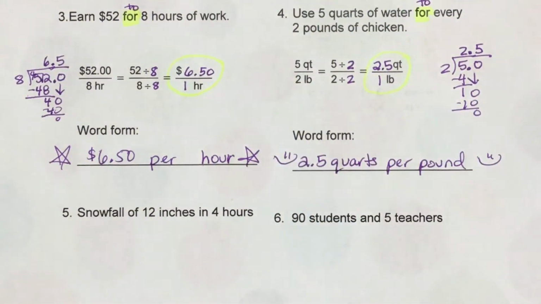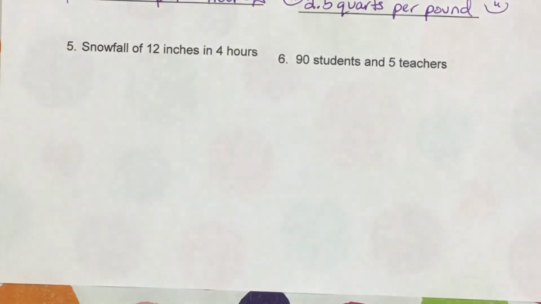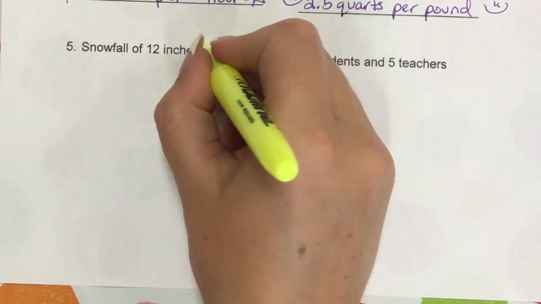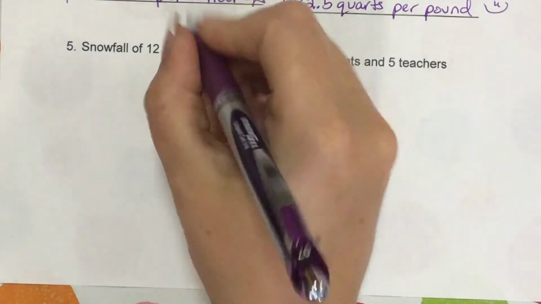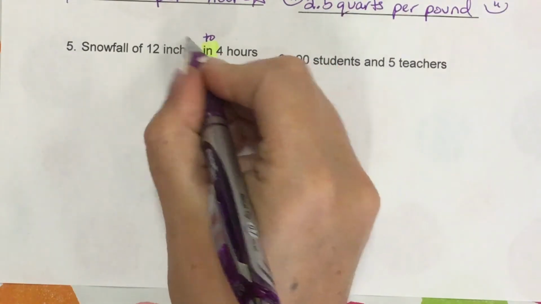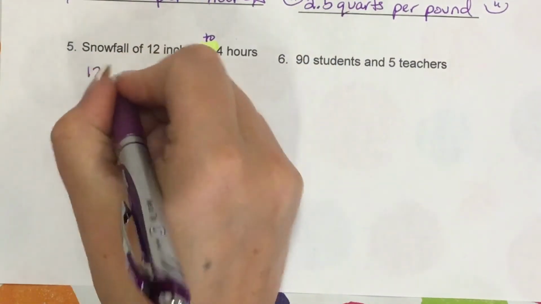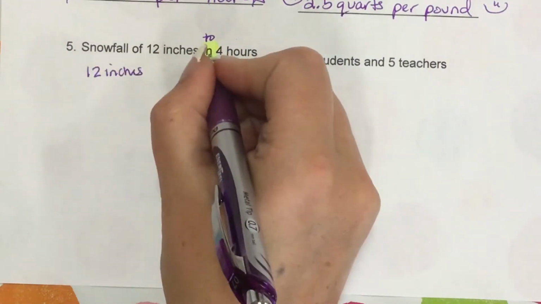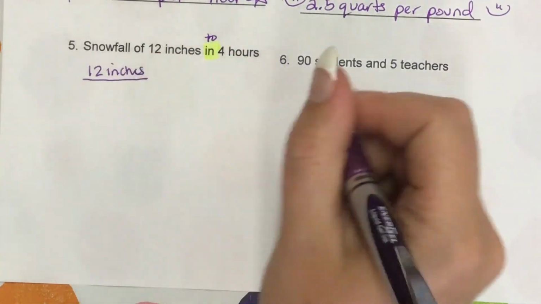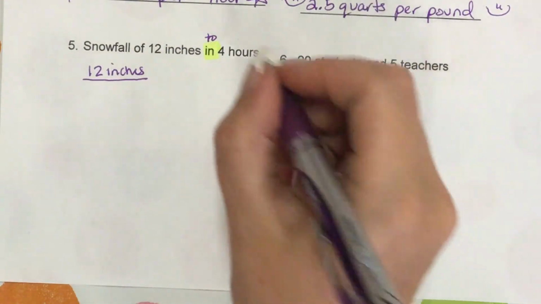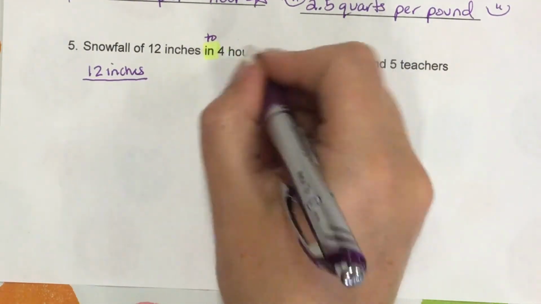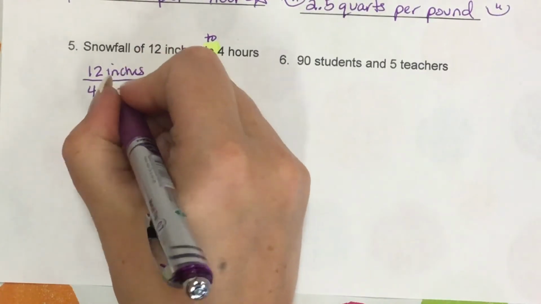Okay, let's go ahead and do 5 together. So number 5 says that the snowfall of 12 inches in 4 hours. So we're going to go ahead and write the unit rate. Snowfall of 12 inches in 4 hours. So in, that is the key word, which means 2. So this is 12 inches is what's going to go on the top of the fraction, 12 inches. In, or 2, that's what shows where we write the division symbol or the fraction symbol. And then after the word 2 or in is what goes on the bottom, which is 4 hours.